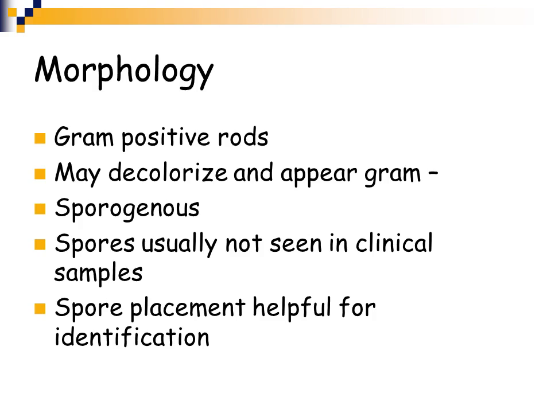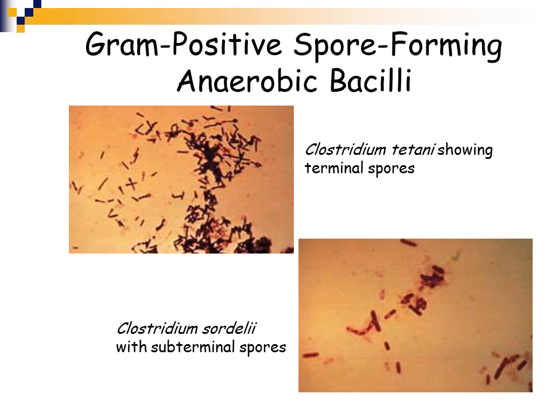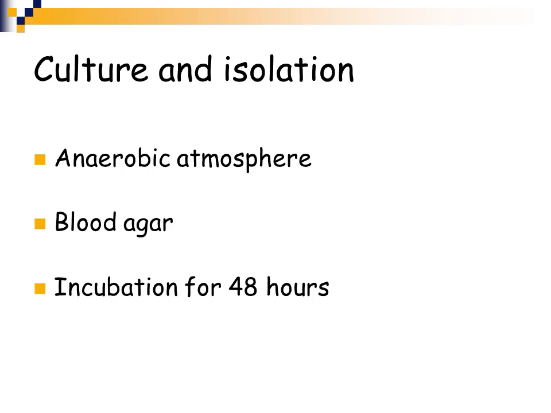Now, if you do special spore stains, you will see the spores, and the spore placement can be helpful for identification. So on the top left, Clostridium tetani, where you see the terminal spores, those tennis racket shaped organisms. And on the bottom right is a different Clostridium species, which is Clostridium sordellii, and that organism has subterminal spores, so a spore near the end but not directly at the end of the bacillus.